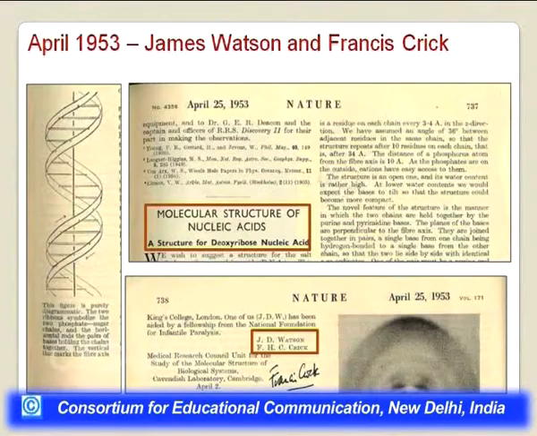And then some of the van der Waals distances which they calculated appeared to be very small compared to what would be present inside the DNA. So, Linus Pauling's model was not accepted, and then came in April 1953, James Watson and Francis Crick, who proposed the molecular nature of nucleic acids.